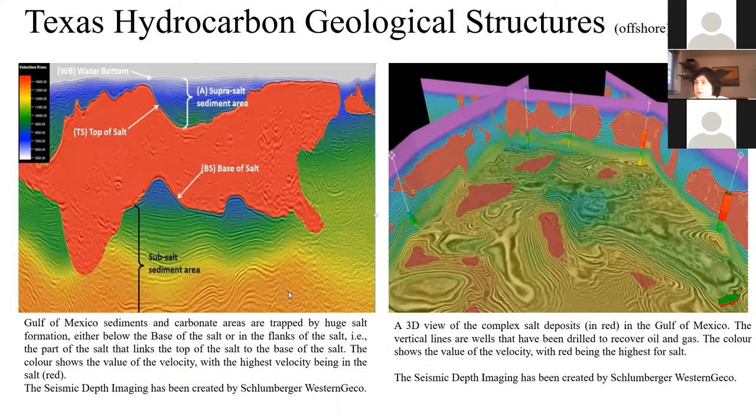Here are a 2D section and a 3D section generated by Schlumberger, West, and Gico. On the left side, you can see the subsalt sediment area trapped by the basal salt. Sometimes it's also trapped by the flanks. And here we have a similar view in 3D. On the left side and on the right side, you have the same information, namely the seismic data overlaid with the seismic velocities, and the red is the highest velocity for the salt. Same here.